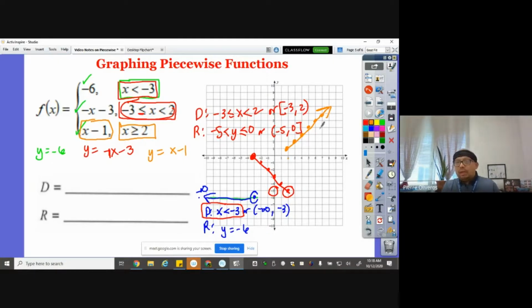For the orange one, look from left to right. It starts at 2 going to the right. So the domain there is x greater than or equal to 2, exactly the same thing as the interval there. The range here, the lowest point is 1 going up, so y greater than or equal to 1. Or we can say it's from 1 bracket to infinity. And the domain is from 2 bracket to infinity parenthesis. All right, there you go. And that's how you graph a piecewise function.